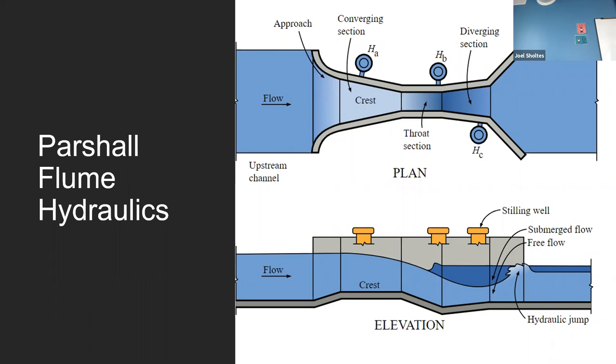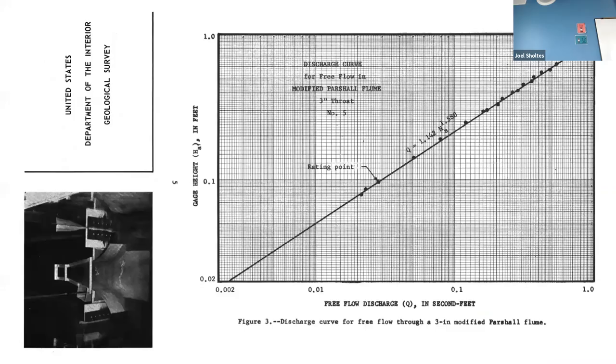You've got different points that you can measure that will create a nice, in this case, a nonlinear relationship between, well, I guess this one is too, between stage and discharge. Create a nice little hydraulic jump, and you put your scale right here, and get some measurements.